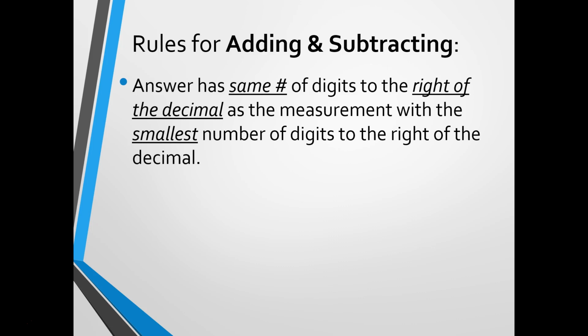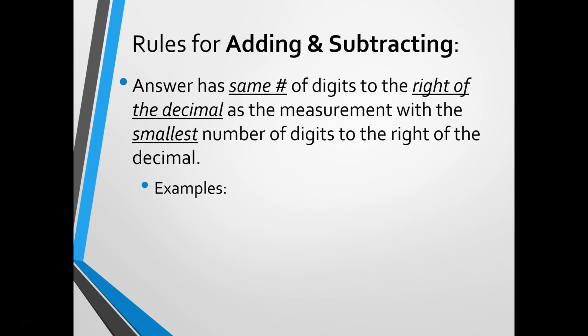So now the rules for adding and subtracting. Whenever we add and subtract using significant figures, we have to do things a little differently than we would normally. Basically, our answer is going to have the same number of digits to the right of the decimal place as the measurement with the smallest number of digits to the right of the decimal place. So basically, you look for whichever number has the least number of decimal places, and that's how many decimal places your answer will go to.